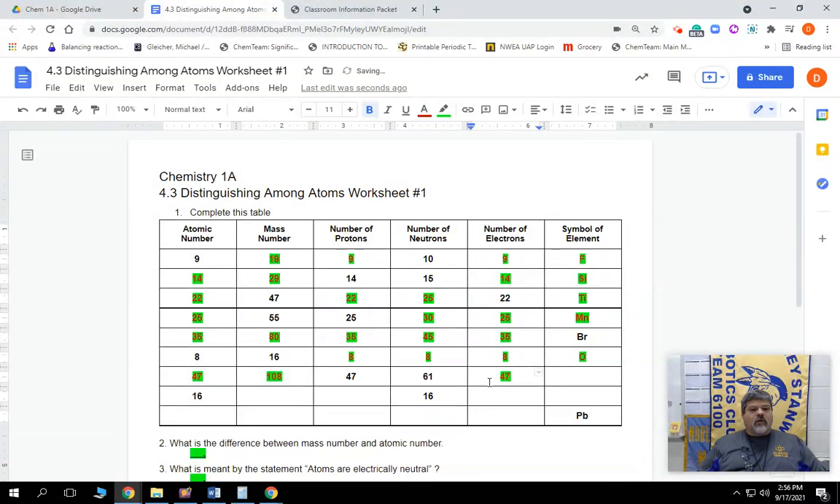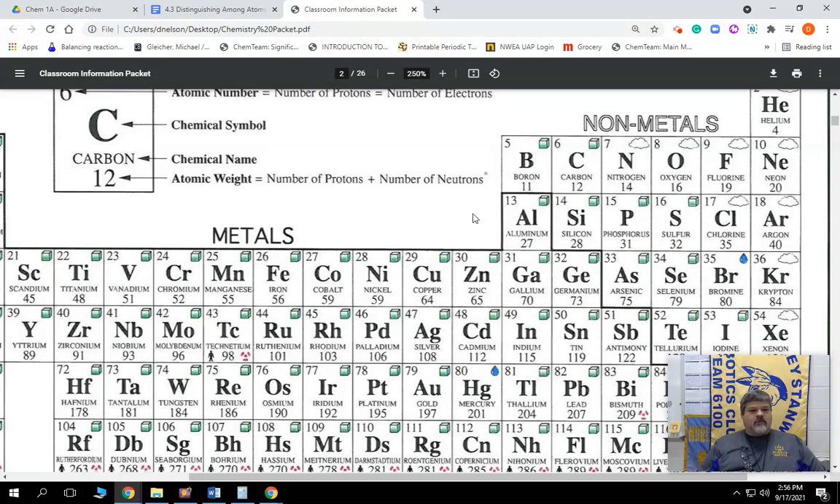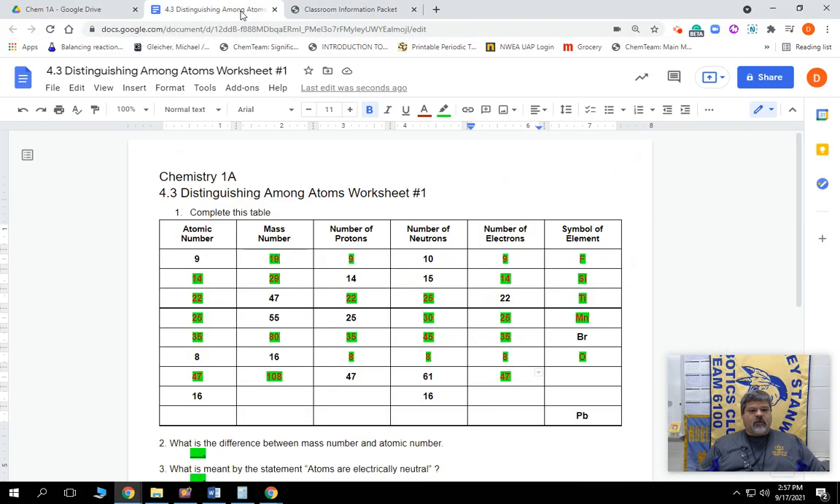And so now we're going to go look at our periodic table and find out what the symbol is of the element that has atomic number of 47. Back to our periodic table. 47 is silver, which is Ag. So we're going to go back over here and we put capital A, lowercase g, silver. On to our next one.